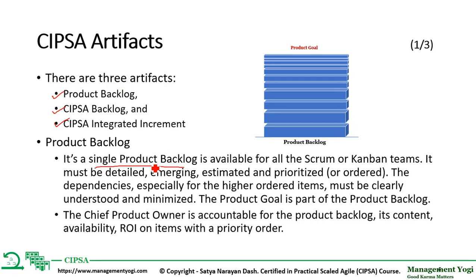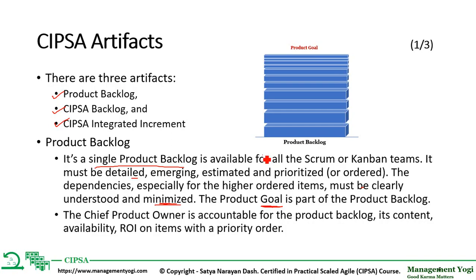teams. This product backlog must be detailed, emerging, estimated, and prioritized or ordered. The dependencies, especially for higher order items, must be clearly understood and minimized. Both are important. The dependencies should be clearly understandable for the individual teams, and it should be minimal. The product goal is part of the product backlog.